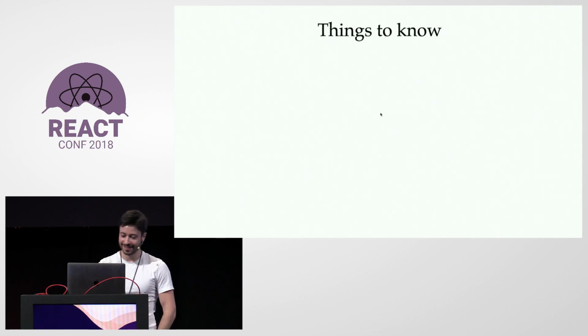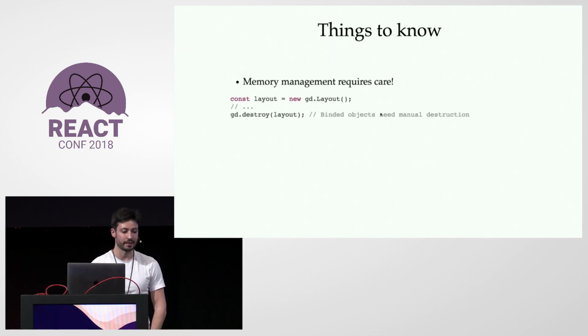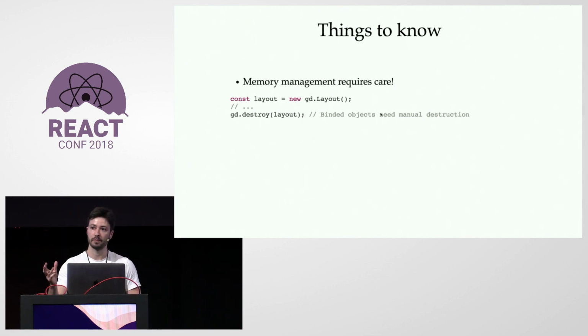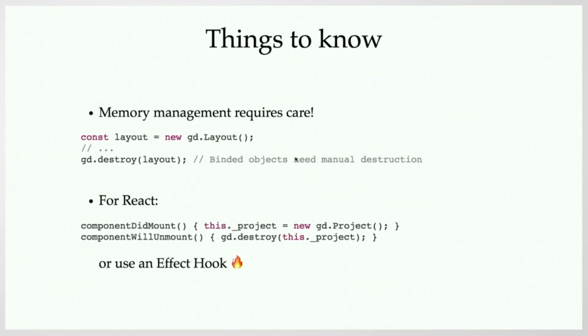A few things to know. First thing, memory management requires care, because as all the objects that you are defining in JavaScript are created in the WebAssembly world, you have to destroy them. So be careful, and for example, in React, when you create it in your component in mount, you have also to destroy it in the component within mount. Or you can use hooks.